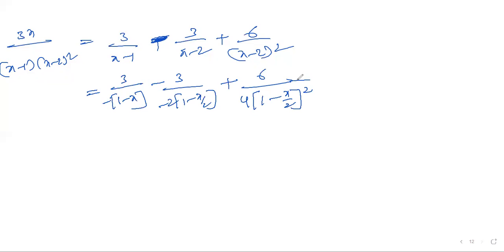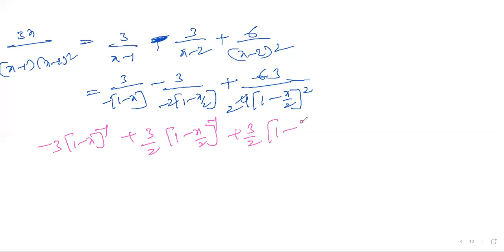From this, we'll go to the next one. There is no cancellation: 3 2s, 3 3s. Okay. Next, I'll expand these things. Minus 3 into (1 minus x) whole inverse. Next, 3 by 2 into (1 minus x by 2) whole inverse. Next, 3 by 2 into (1 minus x) into (x by 2) whole power minus 2.